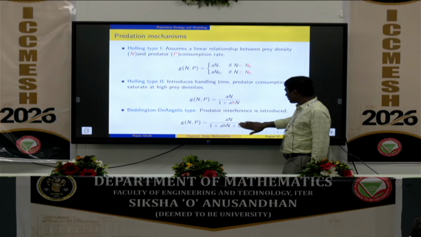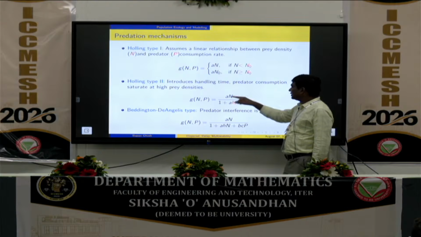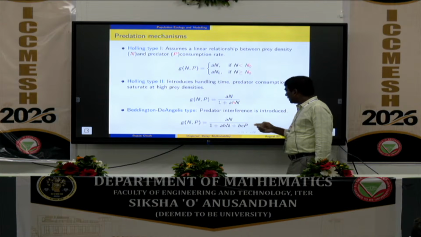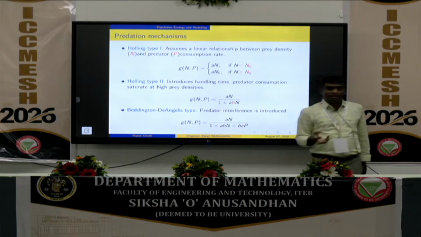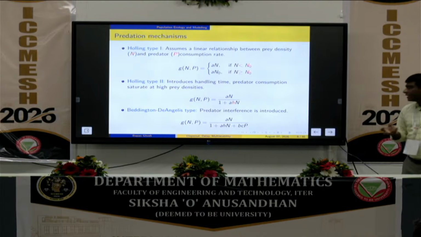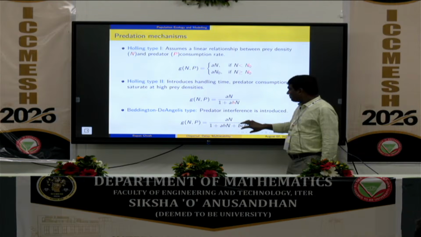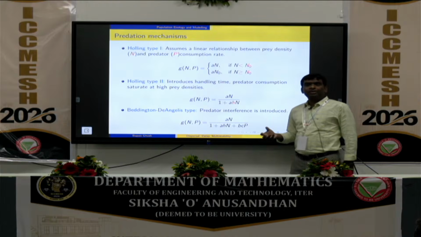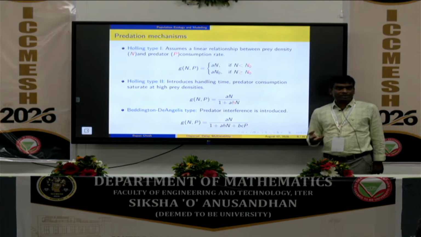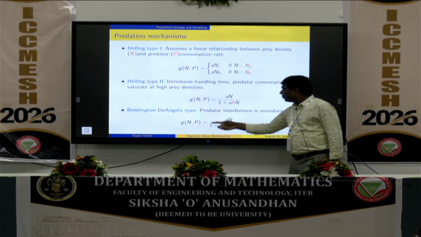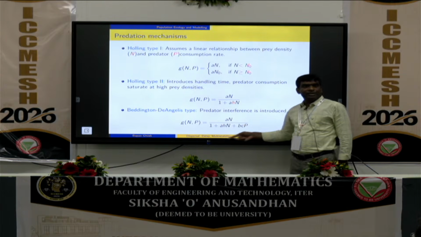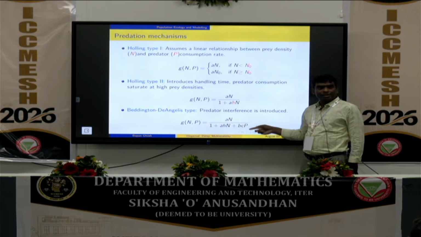Suppose you do not consider the predator population, it is the Holling type 2, but you can introduce this Beddington-DeAngelis functional response to incorporate the predator interference. Predator interference means if the number of predators is also more, then there will be competition among the predators themselves. So then the overall consumption rate may be reduced per predator.